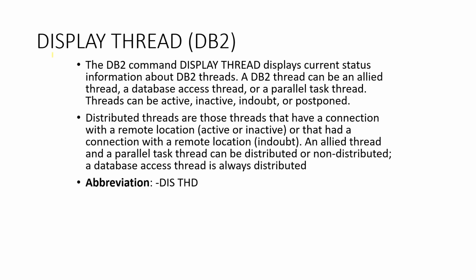In this slide, we'll discuss display thread. Display thread is also very important because it gives information about the threads present in our system. We use the command -DISPLAY THREAD with the distributed option. Distributed threads are those that have a connection with a remote location. Always remember, connection with a remote location. After issuing this command, we get all the information about which threads are active, inactive, in doubt, and postponed.